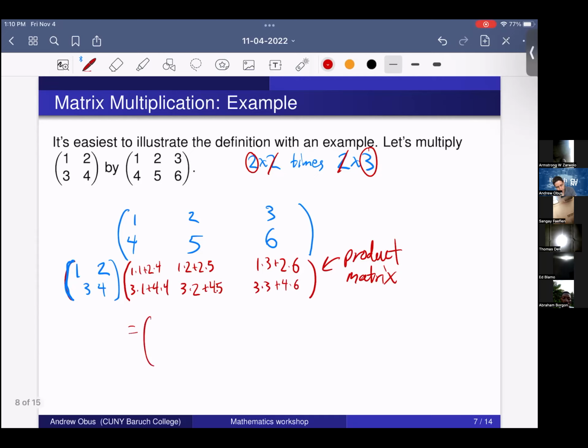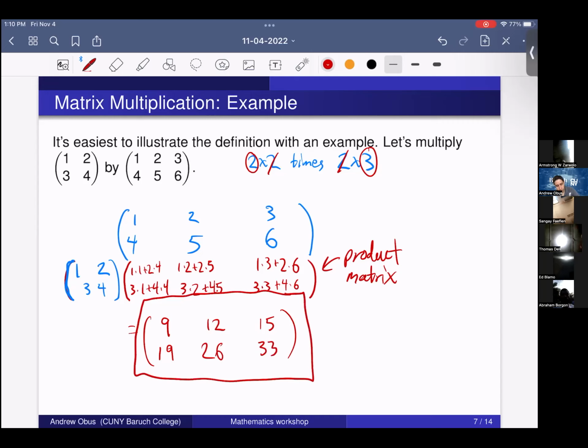Okay, and so if I need to simplify everything, 1 times 1 plus 2 times 4 is 9. 1 times 2 plus 2 times 5 is 12. 1 times 3 plus 2 times 6 is 15. 3 times 1 plus 4 times 4 is 19. 3 times 2 plus 4 times 5 is 26. And 3 times 3 plus 4 times 6 is 33.